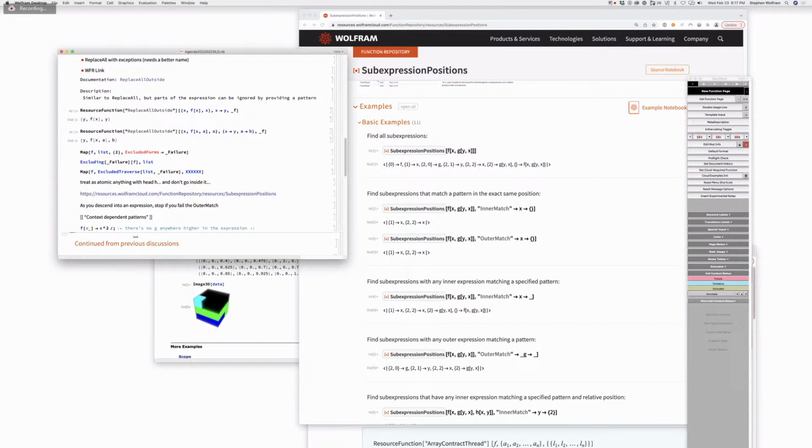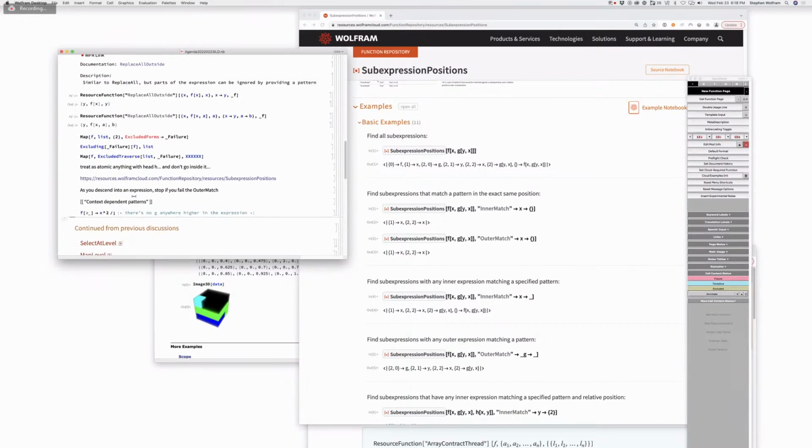That's the kind of thing you're saying, I think. So you're saying do a replace all, but with the constraint that the replacement is only done if there's no g anywhere higher up in the expression or something. Okay, there's more to figure out about this. This idea of excluded forms from map is something we should look at some more.